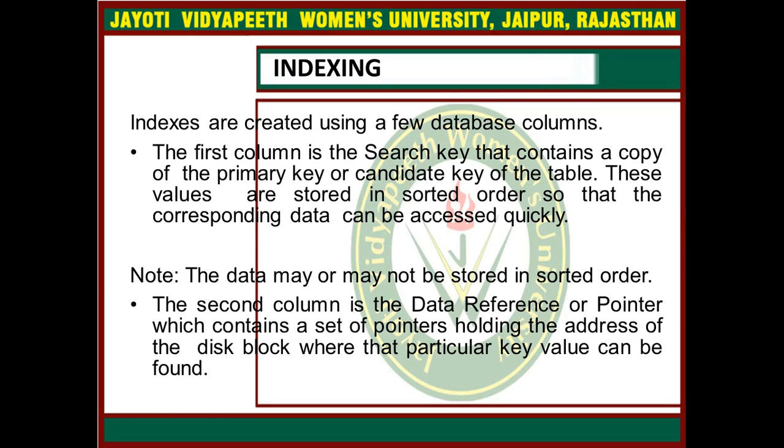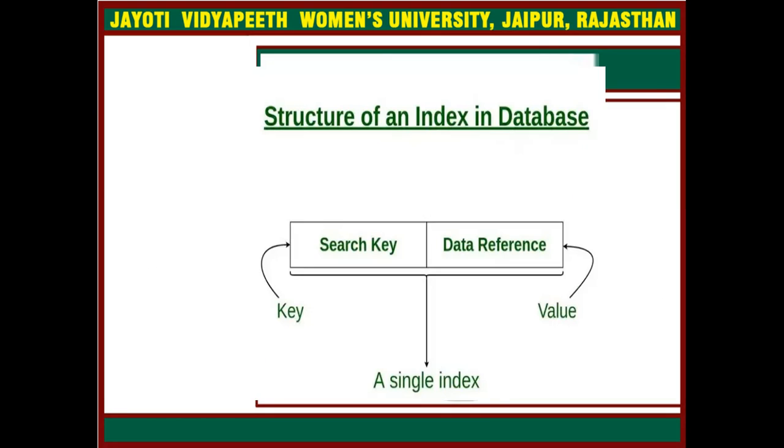The second column is the data reference. First column is the search key and the second one is the data reference, or you can say pointers, which contain a set of pointers holding the address of the disk block where that particular key value can be found. This is the structure of an index in a database. This is a single index, with a search key and the reference key. Whatever you want to search, you just type there and you will get the reference where this value is found.